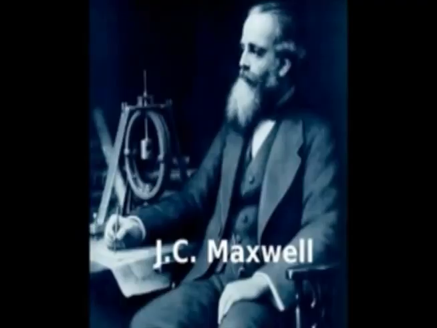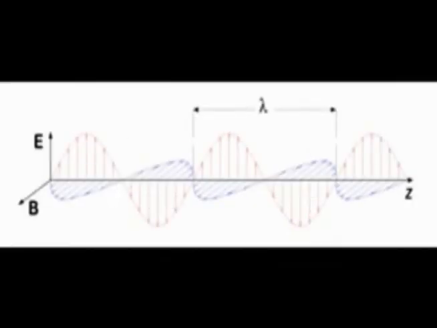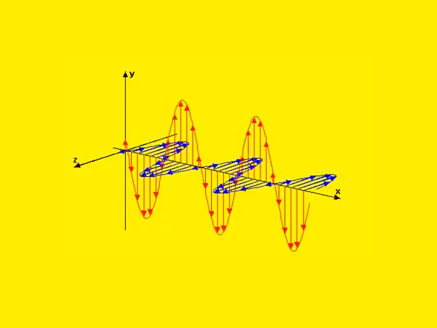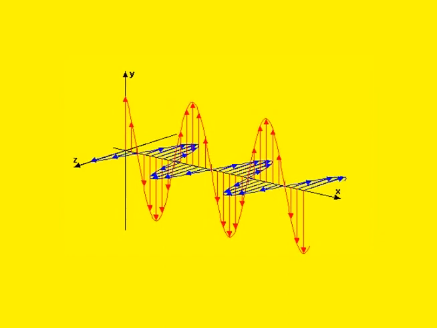Around 1880, a British scientist, James Clerk Maxwell, developed the mathematical theory of electromagnetism. His theory predicted that electromagnetic waves propagate through space at the speed of light, resulting from oscillating electrical and magnetic fields at right angles to each other and to the direction of propagation. So this is a typical electromagnetic wave as proposed by Maxwell.